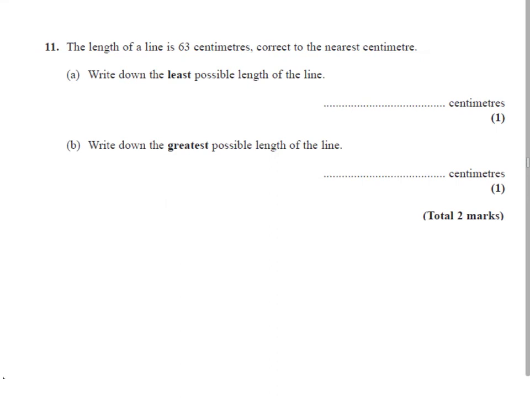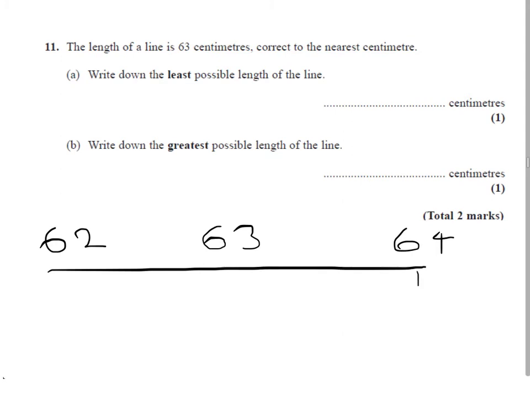So the length of the line is 63 centimetres to the nearest centimetre. So if I write 63, 64 and 62, then if we're going to the nearest, you've got your boundary points, halfway between the whole numbers. So the least you can be is 62.5, and the most you can be is 63.5.